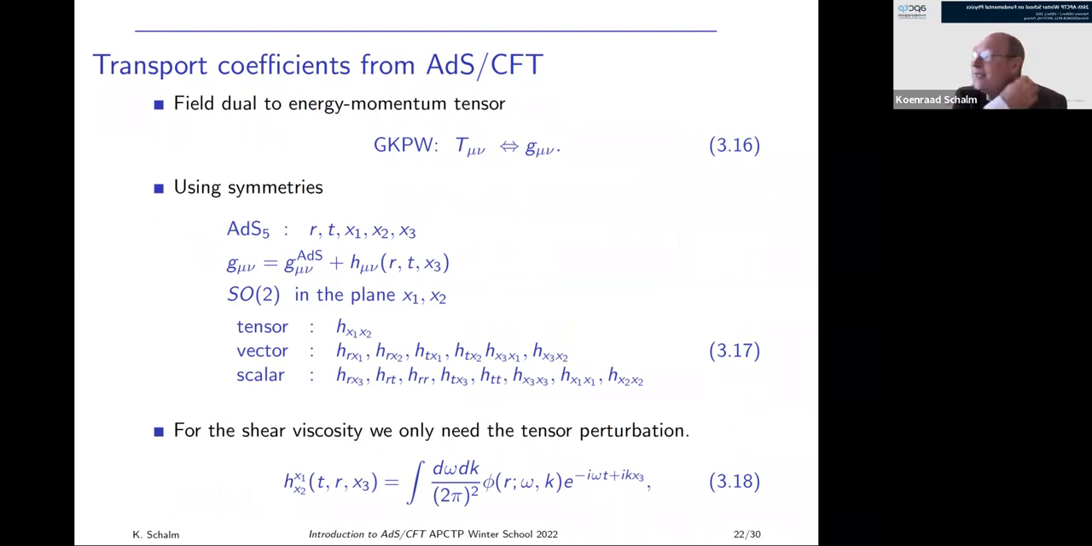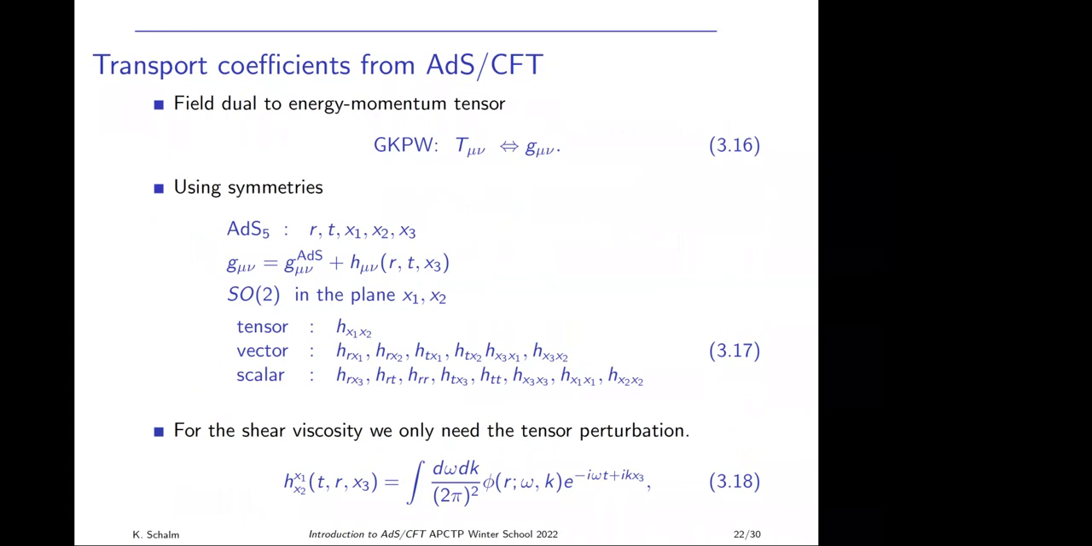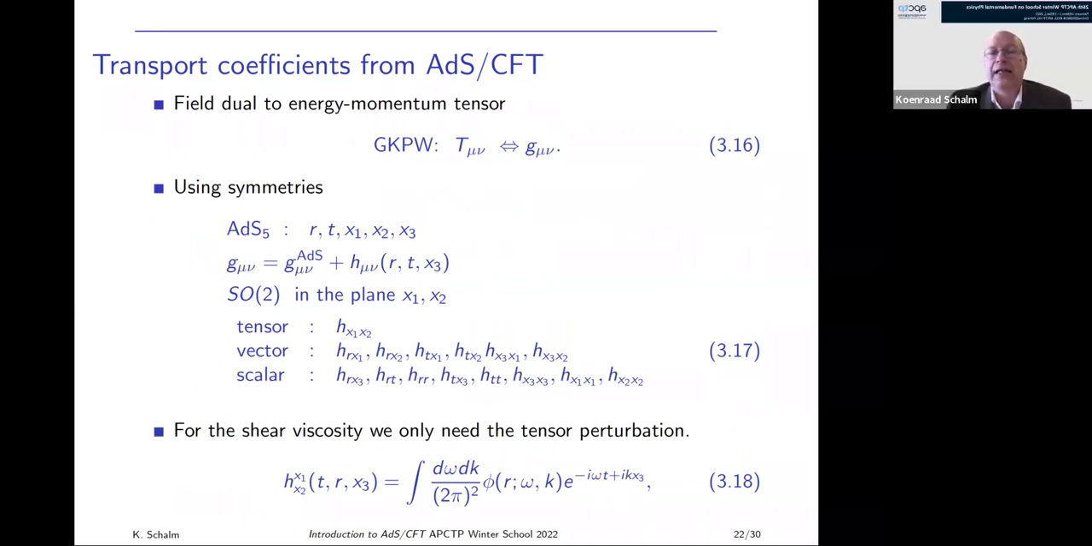Okay, and the way to see that what I said, that you should put a small momentum in the x3 direction, is that you can then simplify the problem a lot. And the simplification goes as follows. I'm going to use a specific space-time dimension, AdS5, as an illustration of this. AdS5 has a radial coordinate, a time coordinate, and 3 spatial coordinates along the boundary. And let's take my G mu nu, and I take a background and I perturb it a little bit.